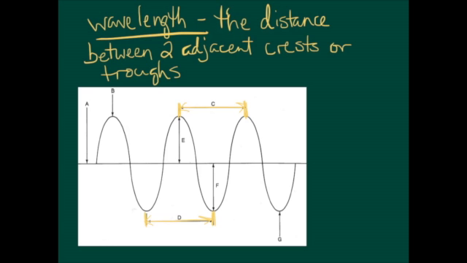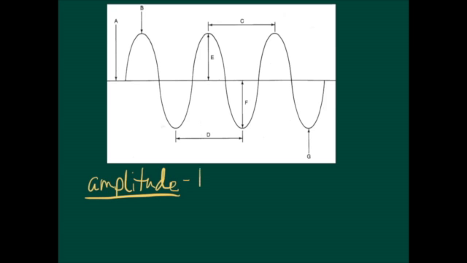The wavelength can also be viewed as the distance from where the oscillation begins to repeat itself. So technically the distance from here to here, where the pattern begins to then repeat, this distance is also a wavelength. Next, let's look at amplitude.